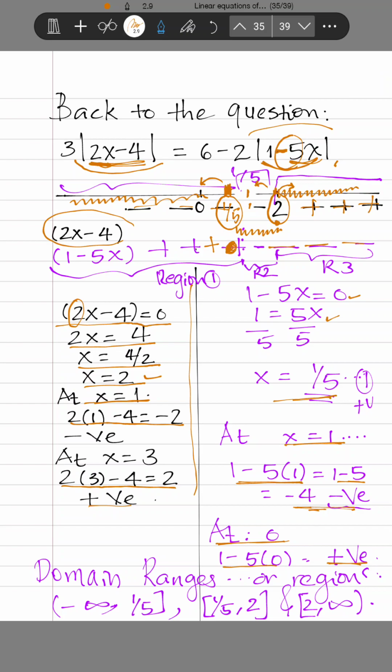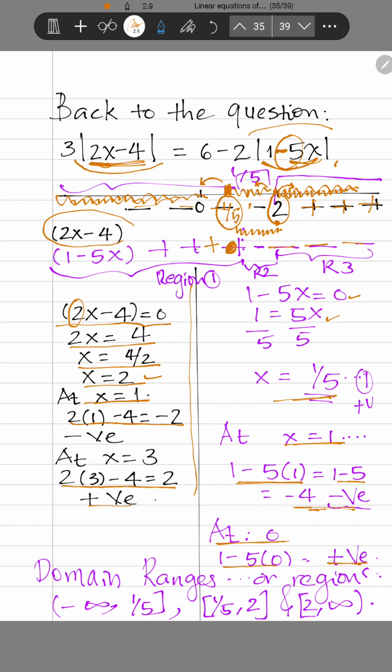Based on these regions, we need to calculate region by region, dividing that into three cases. Case 1, all the way from negative infinity up to 1/5. Case 2, between 1/5 and 2. And case 3 is from 2 all the way to positive infinity.